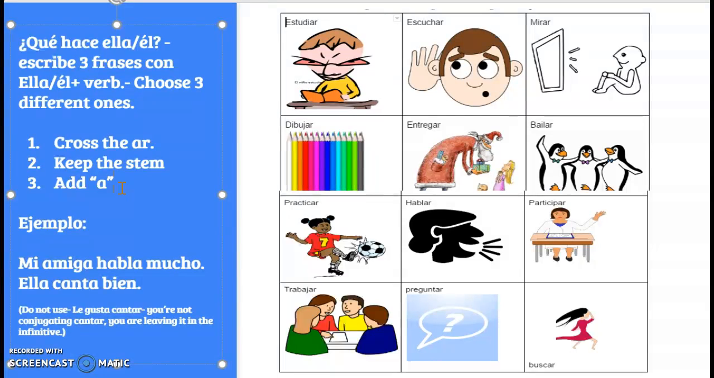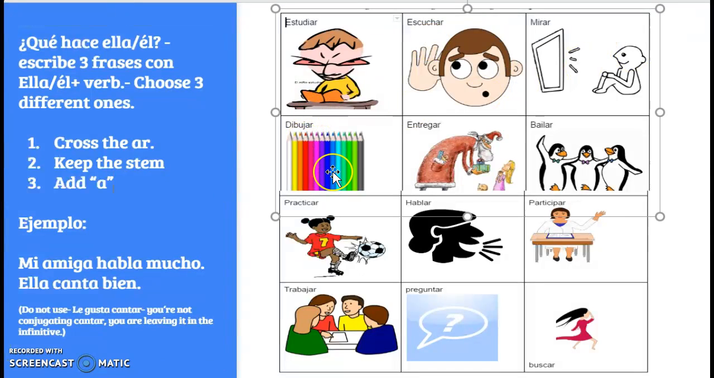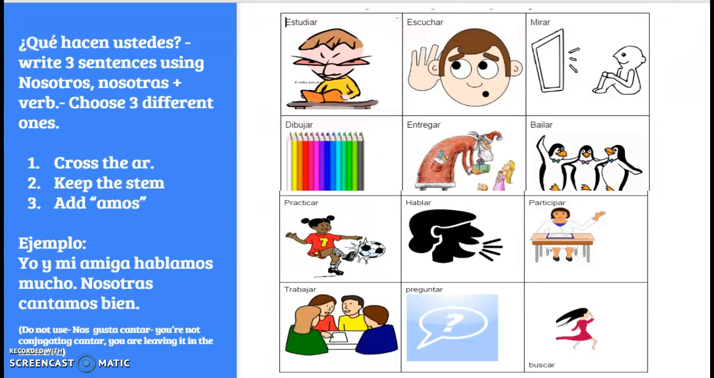For verbs, we don't have that agreement like alto, alta, bajo, baja. That's for adjectives. For the verbs, you're always going to use A at the end, even if it's a boy or a girl. So if I would use dibujar, for example, to draw, I would say mi mamá dibuja, mi papá dibuja. Pablo baila, María baila. Doesn't matter if it's a boy or a girl. So do not use le gusta cantar, le gusta bailar.